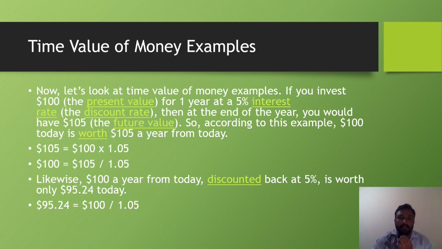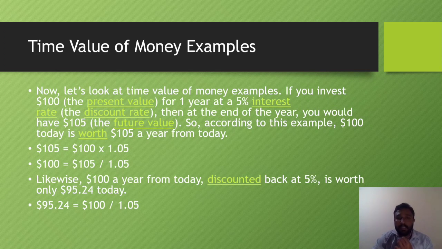So according to this example, 100 today is worth more than 105 a year from today. The formula for the future value is present value multiplied by 1 plus i. The present value is 100 and the future value is 105. For the 5% interest rate, we change it into decimals by dividing 5 by 100, so 5% in decimal is 0.05.